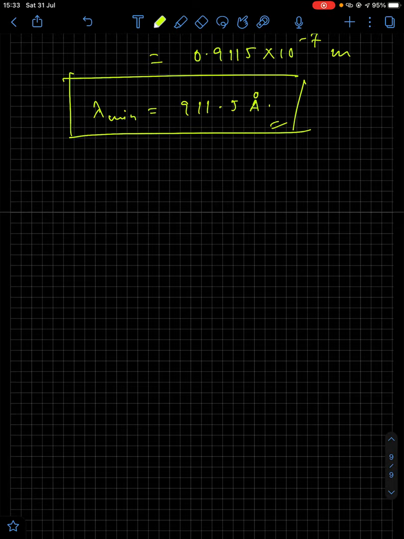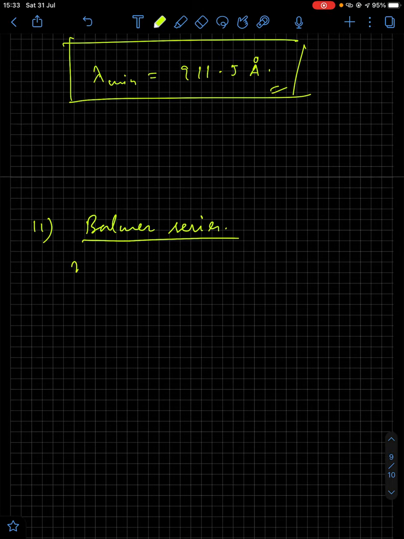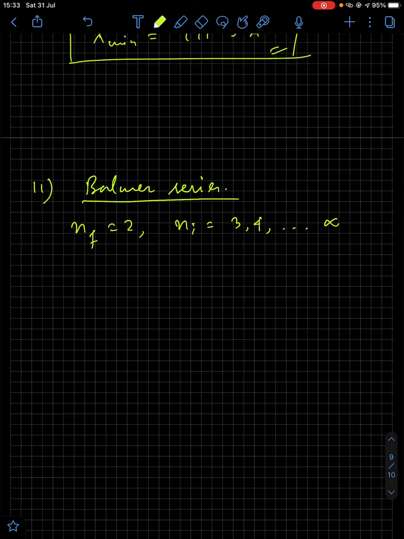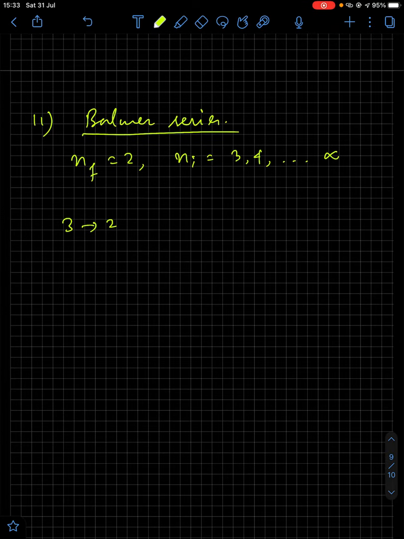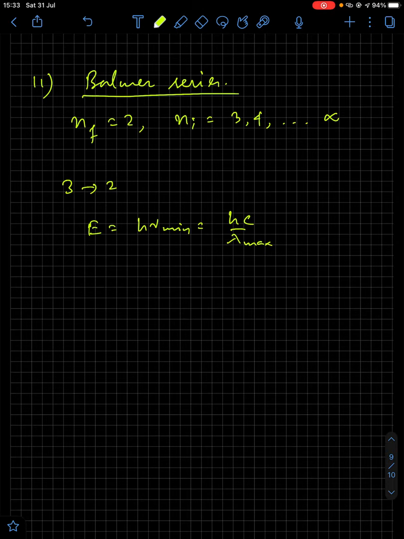So similarly you can calculate for Balmer series, number 2. So Balmer series: n final is 2 and n initial is 3, 4, up to infinity, right? So when the transition happens from 3 to 2, this is the closest in case of Balmer series, then your energy emitted will be minimum, and wavelength will be maximum. Wavelength of the photon emitted will be maximum.